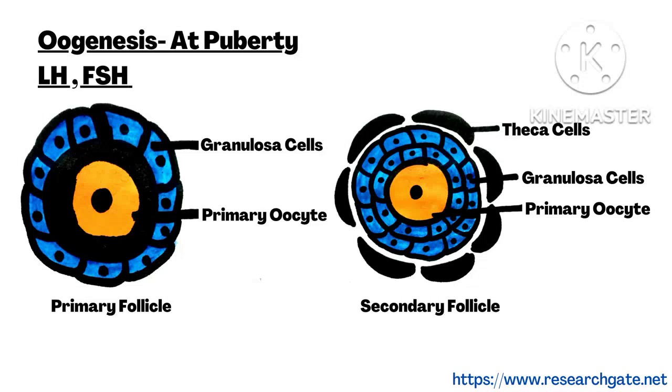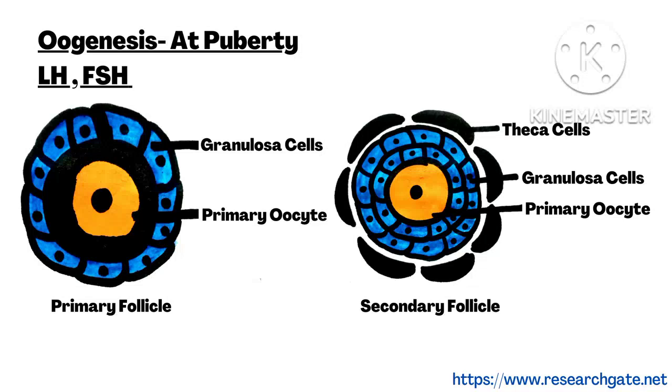Now, the primary follicles, which were numerous in number, will decrease as they get ruptured, and this degeneration of the primary follicles is called atresia. Till the time of puberty, only 40 to 60 thousand primary follicles remain in the ovary.